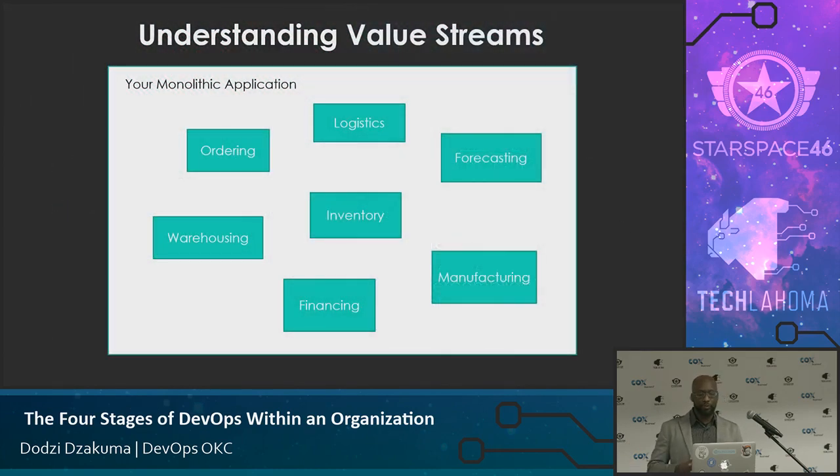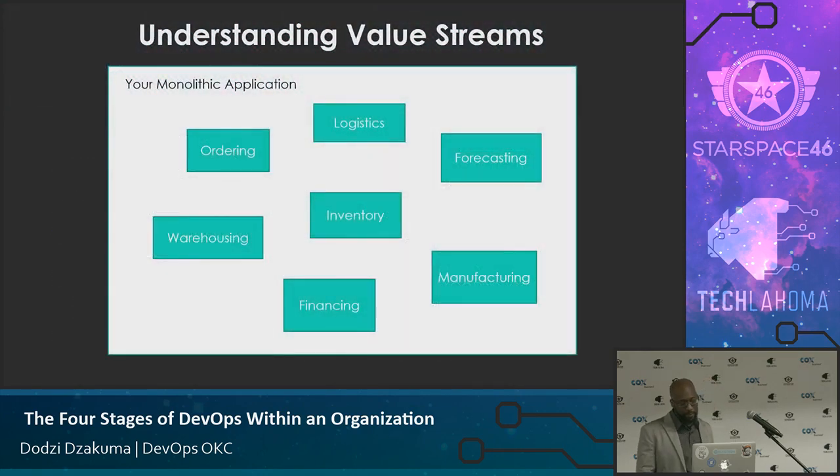Let's look at value streams for a little bit. So you have your monolithic application. It does all these things. In the case of a factory, I've worked in a factory before, you have all of these systems: logistics, forecasting, inventory, financing, all of these different applications in there. They're in one thing. They share databases, they share data between each other, and that's what makes it hard to change. You change your logistics system, and ordering uses logistics for some reason, but you need to define the value stream.